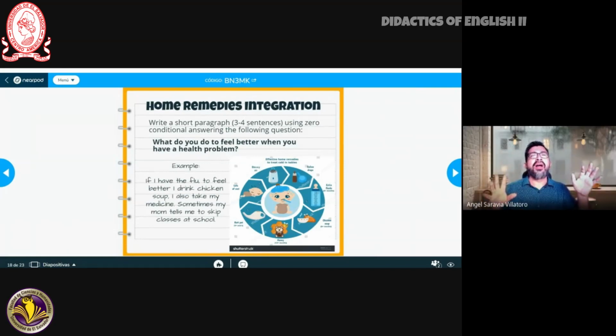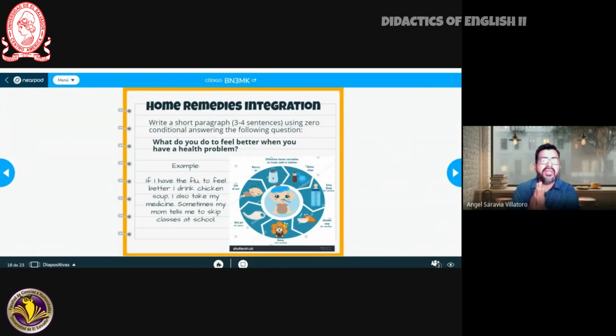Now that we know how to create sentences using the zero conditional, I want you to create one short paragraph. Remember, guys, that a paragraph is made up of several sentences, for example, three or four sentences. You have to write a short paragraph of 3 to 4 sentences using zero conditional. And you need to answer the following question. The question says, what do you do to feel better when you have a health problem? Again, this is the question. What do you do to feel better when you have a health problem?